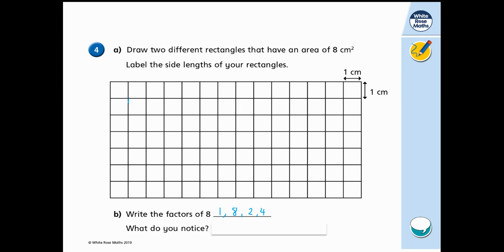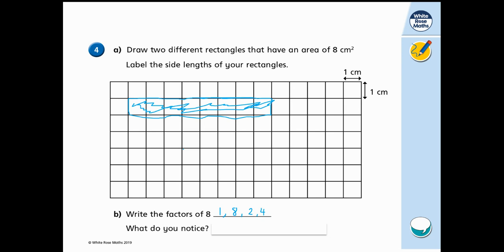If I was to draw a rectangle with an area of 8, and this is going to be tricky with this pen, but I'll try, I could do 1 by 1, 2, 3, 4, 5, 6, 7, 8. That's a rectangle there. I haven't got a ruler, and hopefully you've done yours with a ruler. So that space there would have an area of 8.